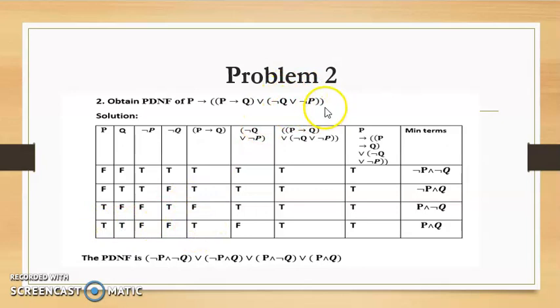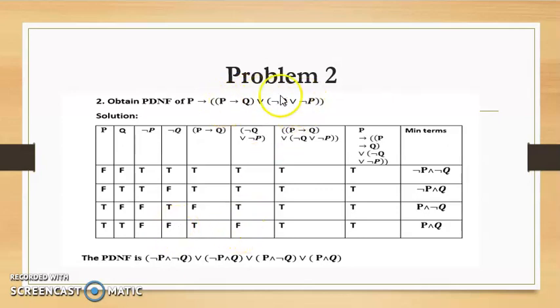Next we will take the second term, that is not P or not Q. So not P is here, or not Q. These two we have to take. True or true, T or T is T. T or F is T. F or T is T. F or F is F only.